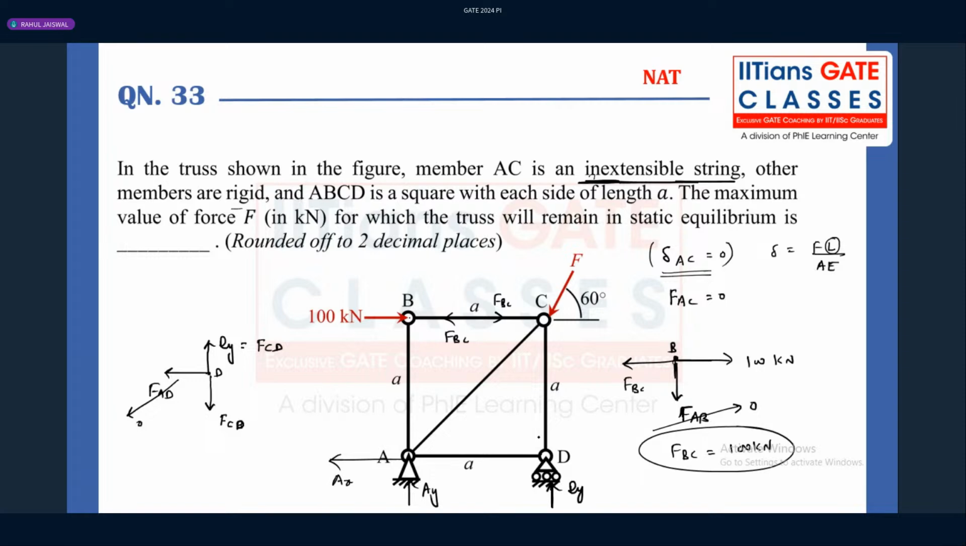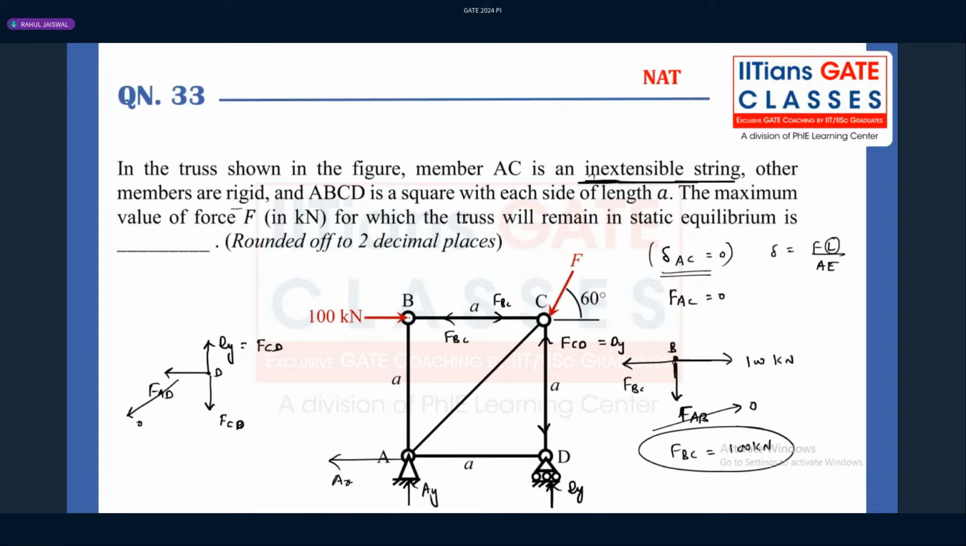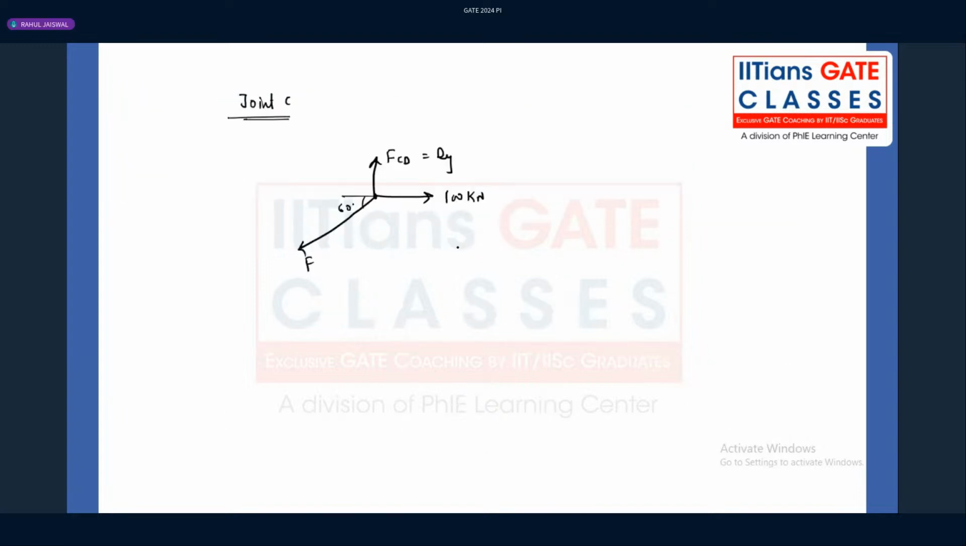At point D, the force CD is acting like this. So here it will be acting like this. This is the force CD, which is equal to Dy. Force CD will be acting like this, which is equal to Dy. Right, guys? Now apply Lami's theorem.